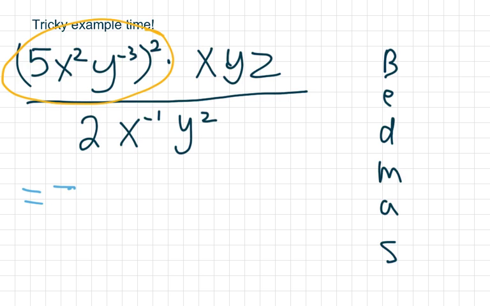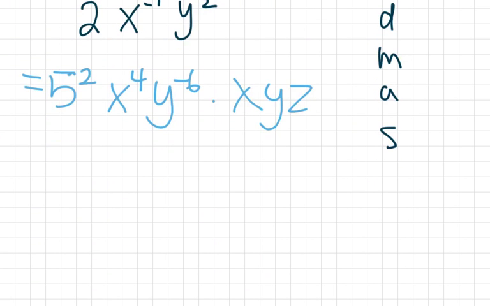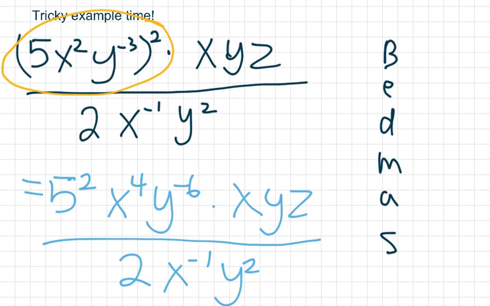So we're going to have 5 squared times x, and we are going to be using the power of a power rule over here, so that's going to be x to the 4, because we're multiplying them together. And then y, again, it's going to be power to the power, so that gets us y to the negative 6. So all of that, we still have the rest of the equation we have to write out, so let's just do that quickly. X, y, and z, and then all of that's being divided by 2 times x to the negative 1 times y squared.